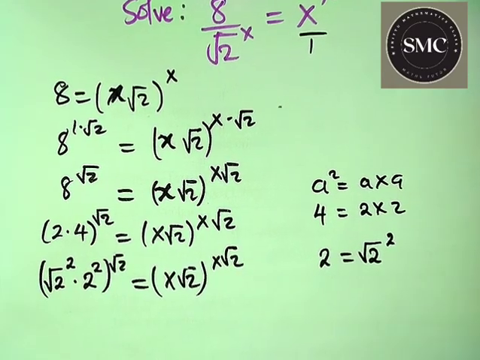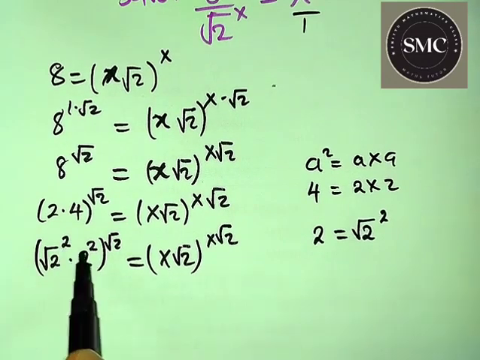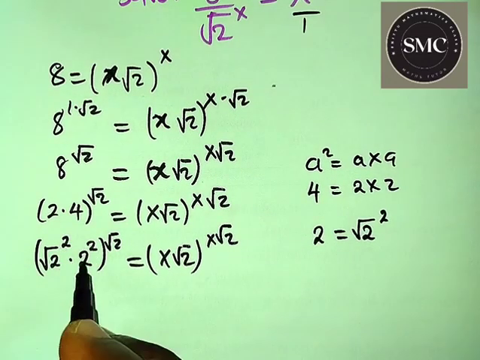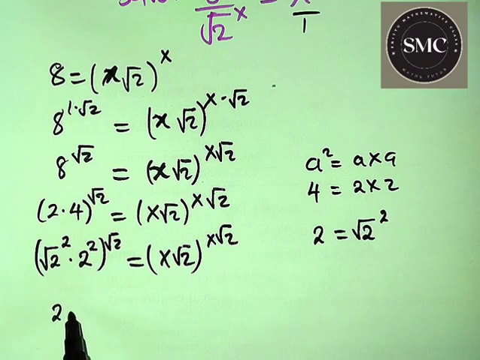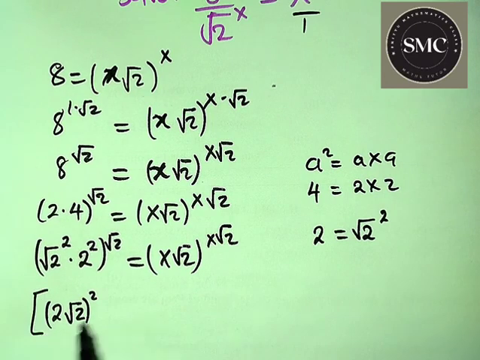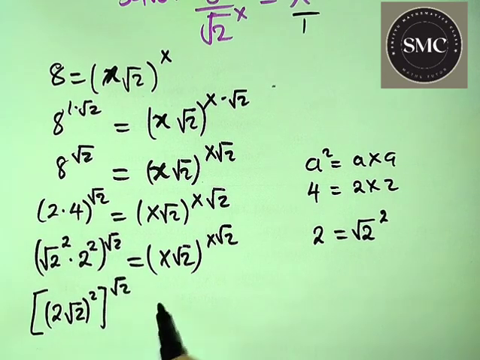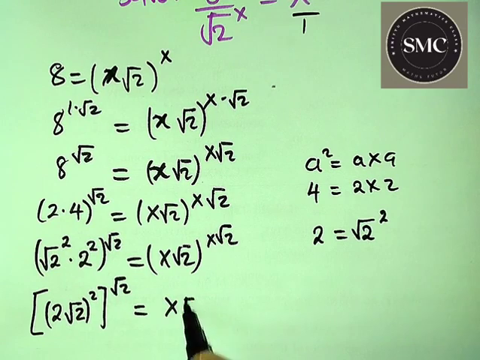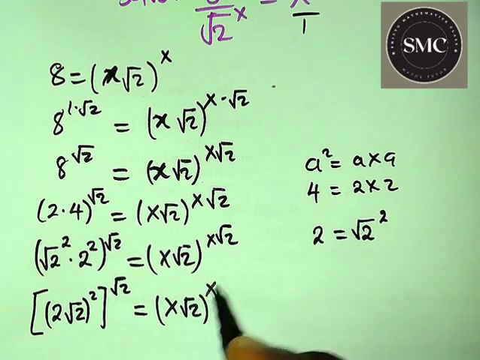So now we go further. You can see that they are having the same power 2. So I can multiply the bases together, that is 2 multiplied by root 2. So this is having the power, and we have another power here, root 2, which equals x root 2, then x root 2.